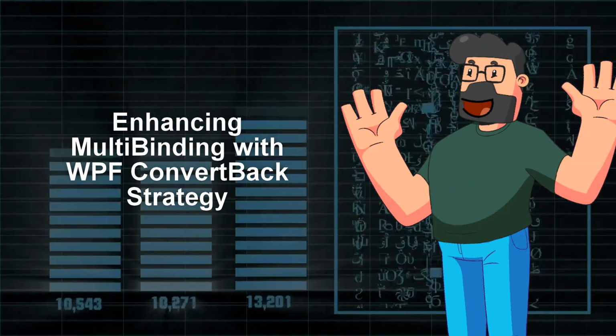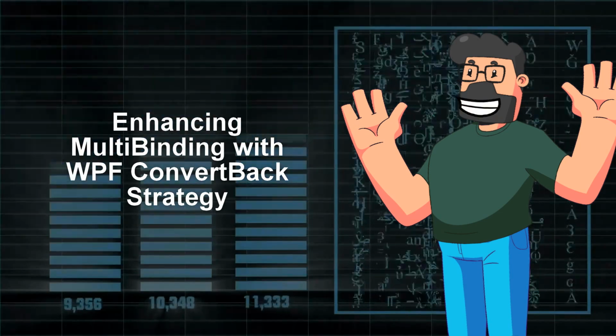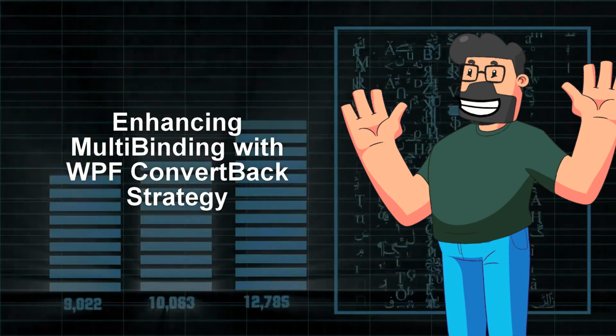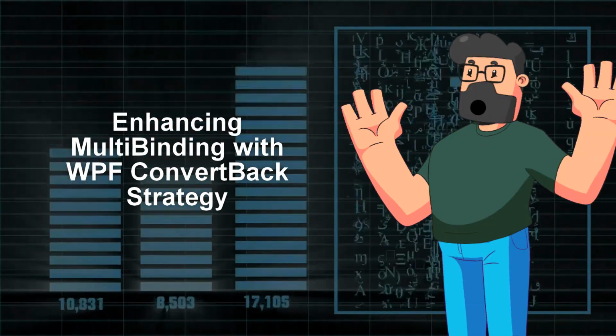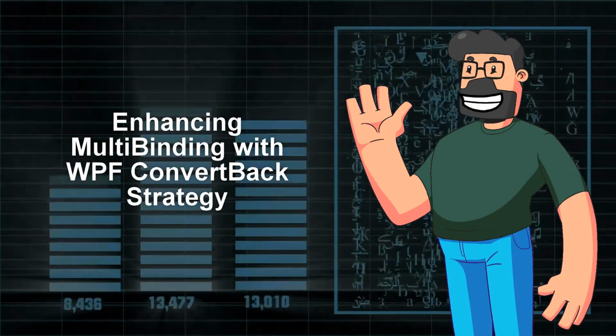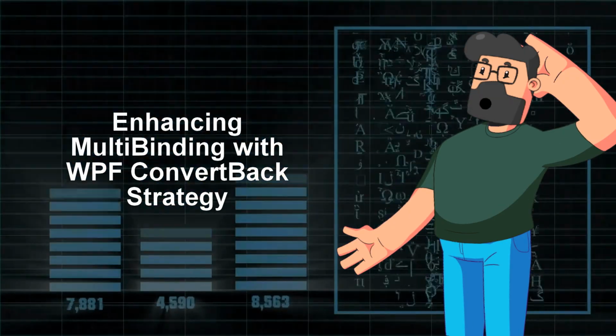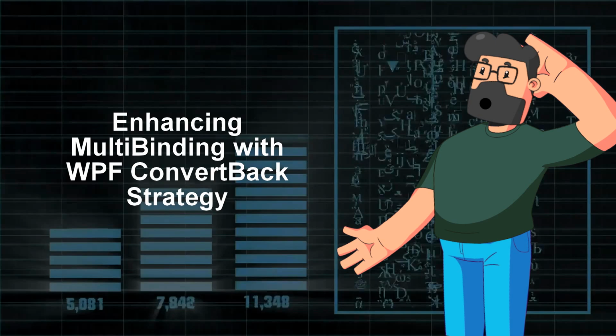The issue revolves around using multi-binding in a custom IMultiValueConverter in a WPF application. The view model, converter, and XAML code were provided for reference. The challenge arises when attempting to implement a two-way functionality with the ConvertBack method.